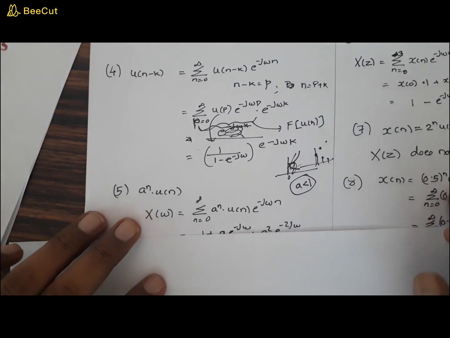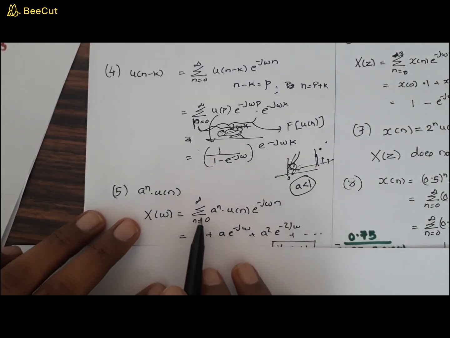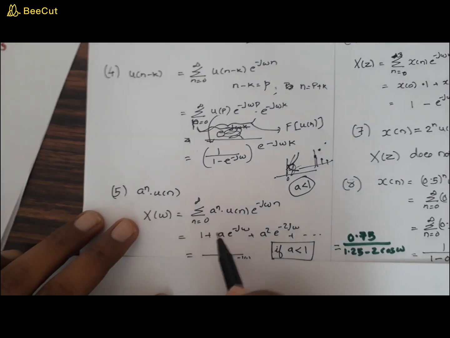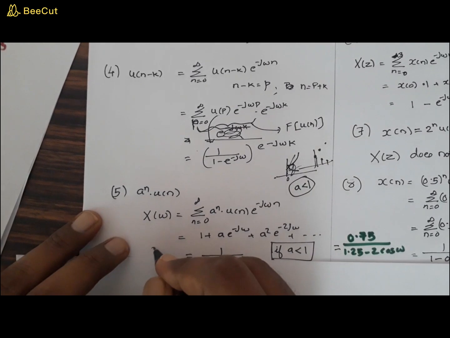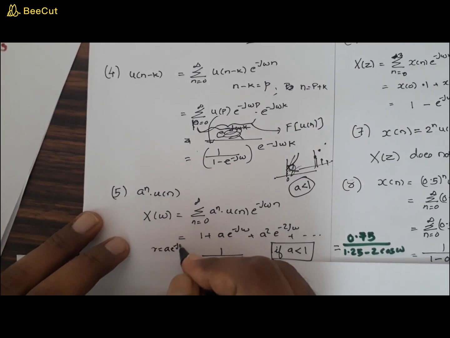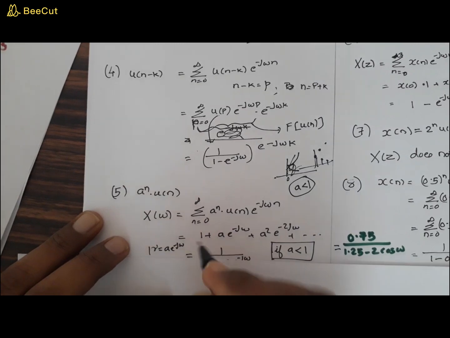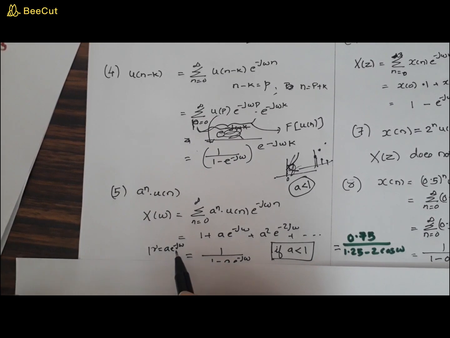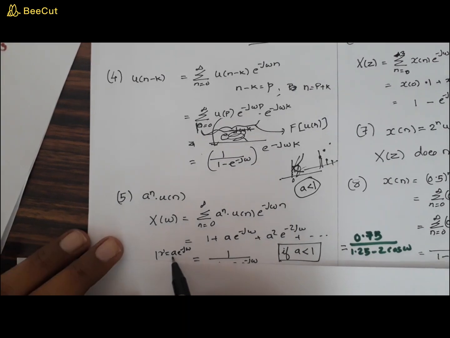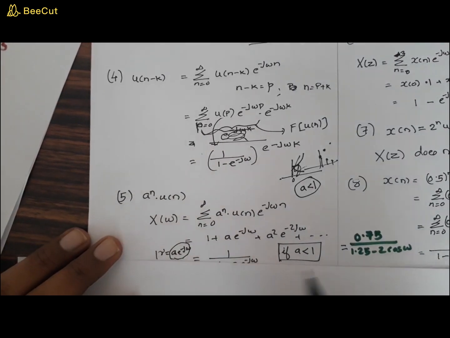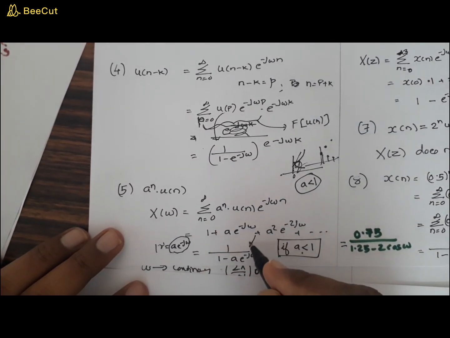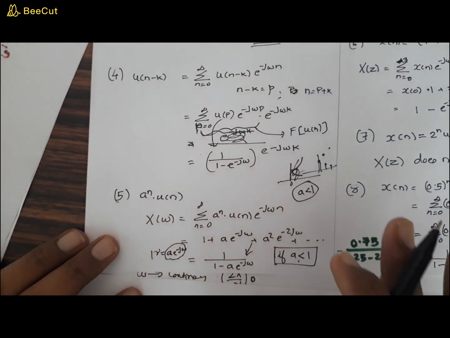Now, imposing that condition, you can expand this as 1 plus a into e raised to minus j omega, and so on. So this is a geometric progression with common ratio a into e raised to minus j omega. What is the magnitude of this? We want the magnitude to be less than 1, but we know that e raised to minus j omega has magnitude 1, it is not less than 1. For this quantity to be less than 1, the only possibility is that a has to be less than 1. Only if a is less than 1 does this converge to this value. Otherwise, it doesn't have a Fourier transform.